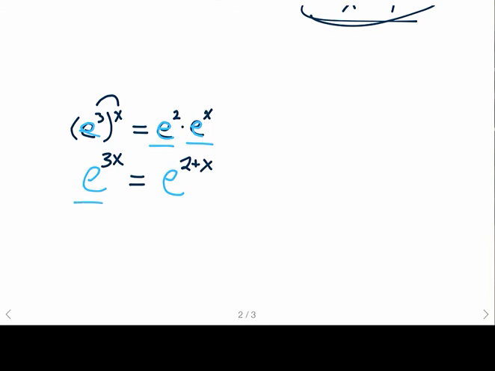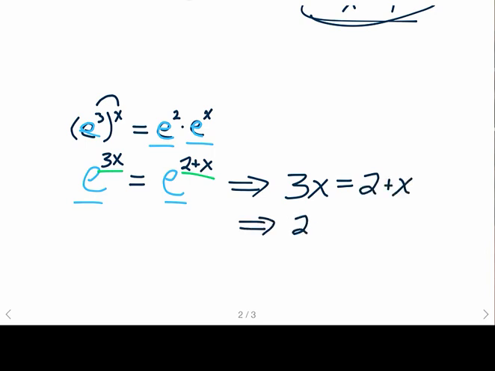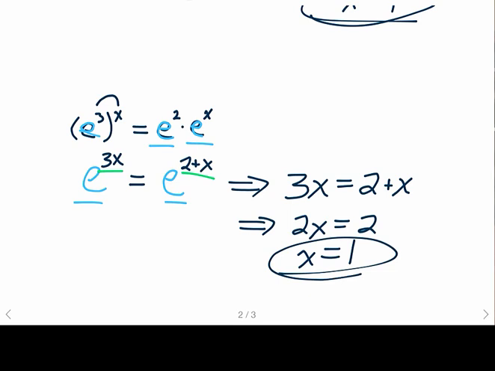Now that I have matching bases, it must be that the exponents are equal, since the results are equal. And so we have 3x is equal to 2 plus x, and that implies that 2x is equal to 2, and so x is equal to 1.